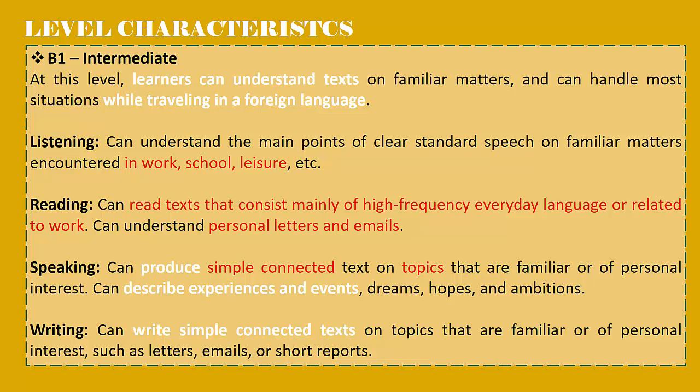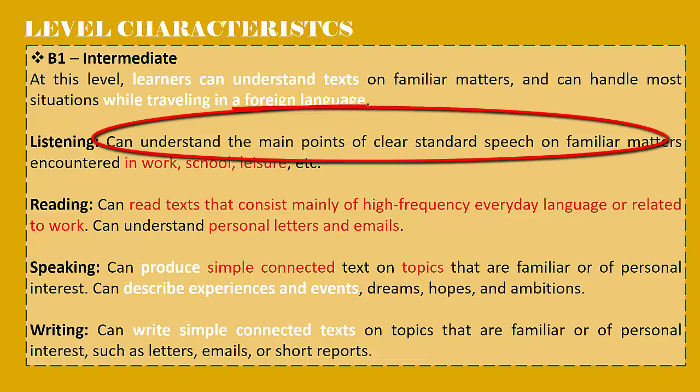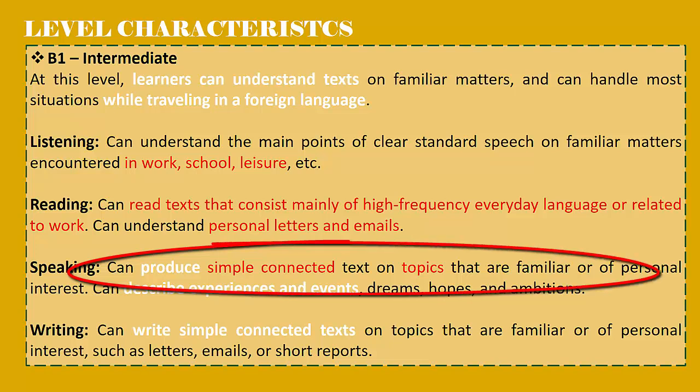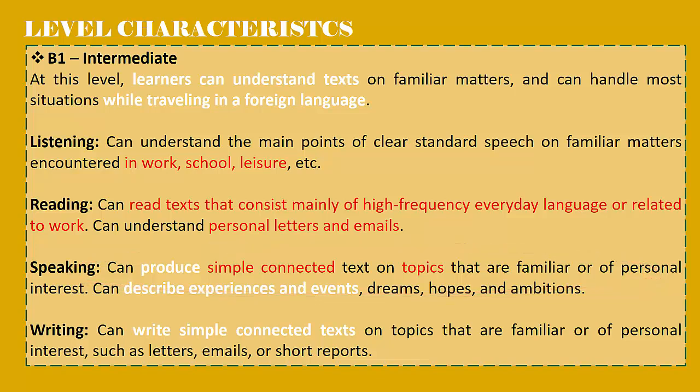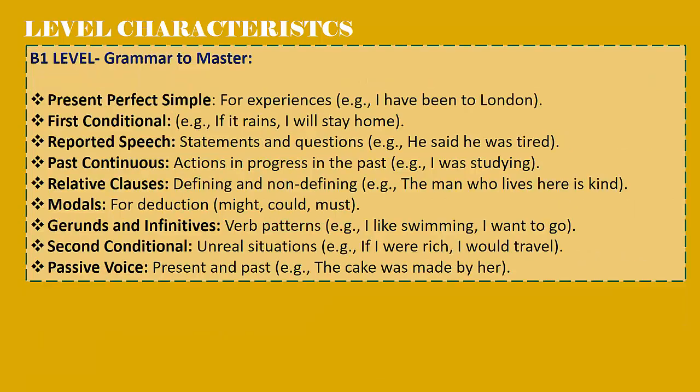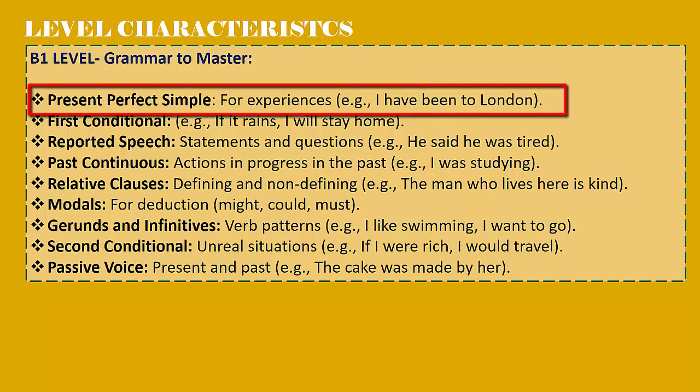Or B1s, unfortunately, are not at exactly this level, but they can read texts because it's in high frequency everyday language. They can produce simple connected texts on topics that are familiar, can describe experiences and events. And you may ask me, okay, but what type of topics? Let's see. We can talk about experiences better than the A2 using the present perfect. I've been to London. I've been to a very incredible museum.